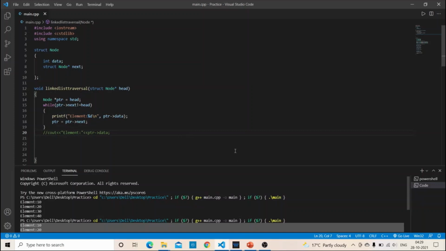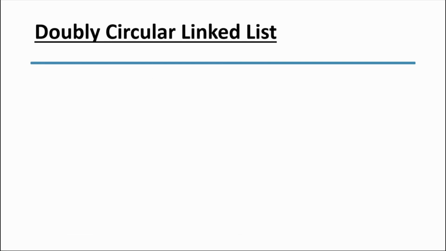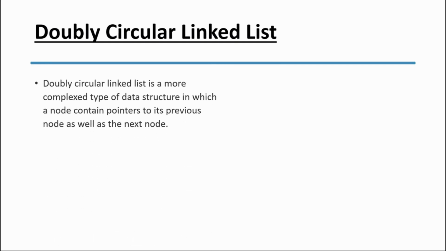So this is the implementation of circular linked list. Now the next type of linked list is doubly circular linked list. So doubly circular linked list is a more complex type of data structure in which a node contains pointers to its previous node as well as the next node. So basically doubly circular linked list is a combination of doubly linked list and circular linked list. So it will have the functionalities of both.